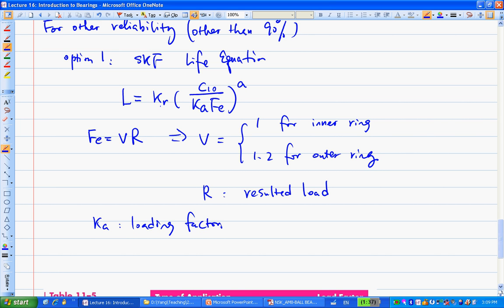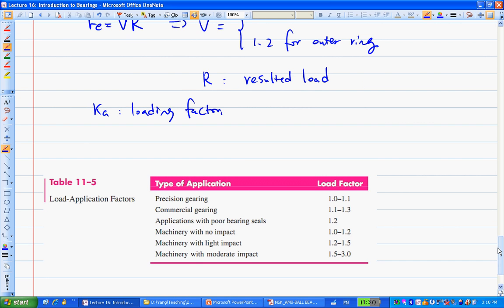So generally, we'll take KA as 1, but let me see, do I have it here? Yeah. So this table here has a certain recommended KA value, a loading factor. Essentially, it depends on the type of application. Do you have impact or not? Light impact, moderate impact, precision. So that's a general guideline here for the KA.